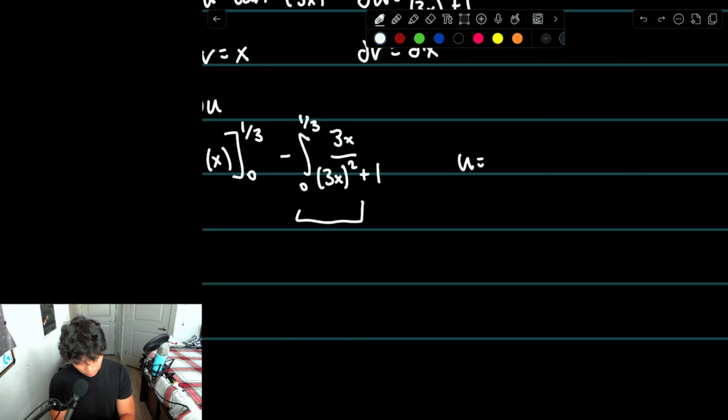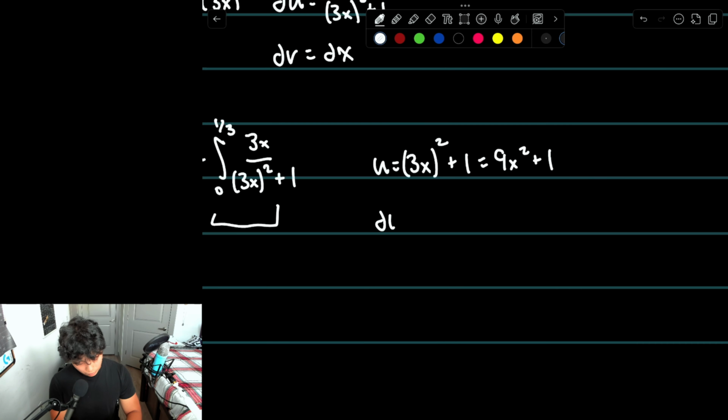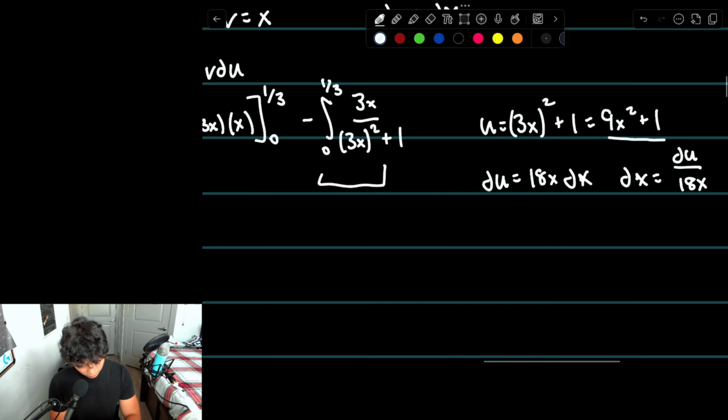So our u will be 3x squared plus 1, which is also the same thing as 9x squared plus 1, and then our du will just be 18x dx, because it's just a derivative of this. That leaves our dx to be du over 18x, which we can plug in over here. I apologize for leaving out the dx over here.